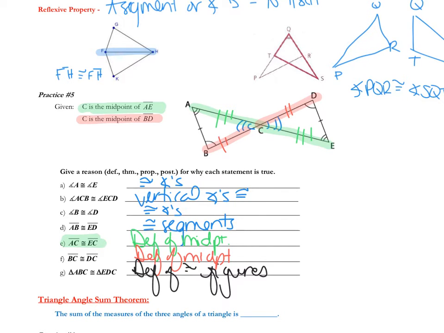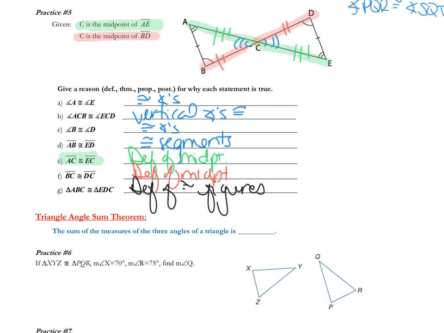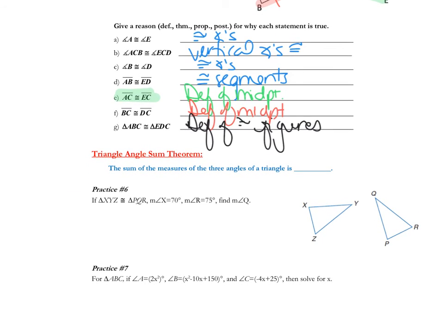All right, moving right along, we have the triangle angle sum theorem. So hopefully we know this one from previous math classes, but all angles in a triangle, which there's only 3 of them by the way, always add up to 180 degrees. So if we have triangle XYZ is congruent to triangle PQR, which means that all corresponding sides and angles are congruent, can we find out the measure of Q? Well, measure of X is 70 degrees. Measure of R is 75 degrees. Find the measure of Q.